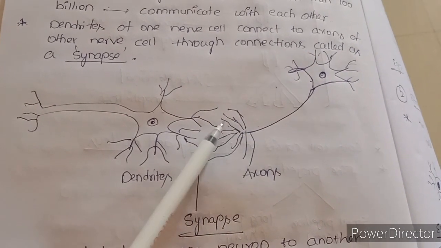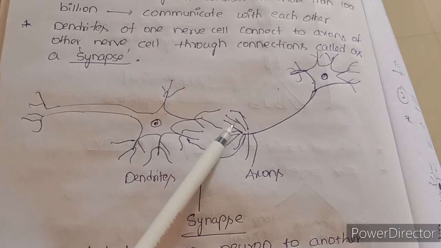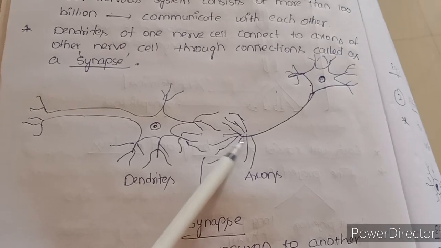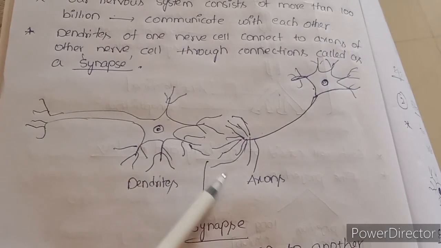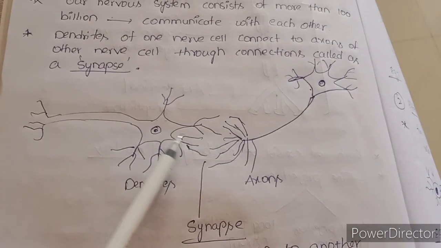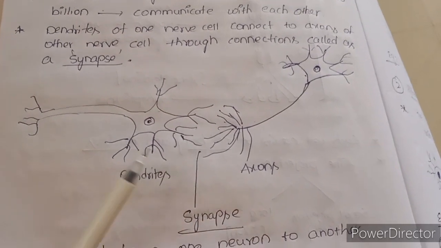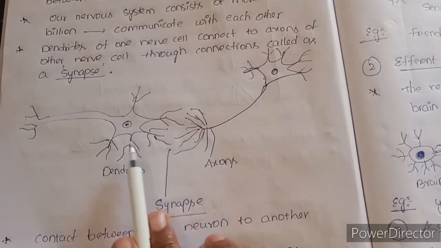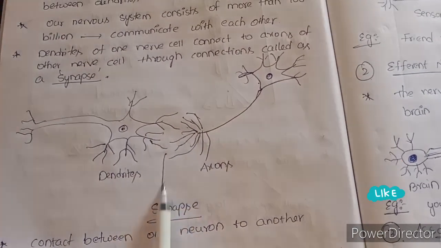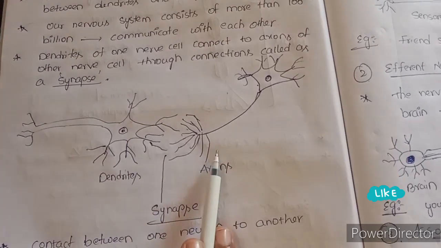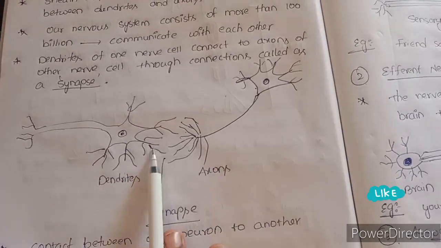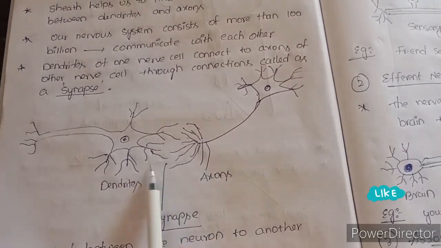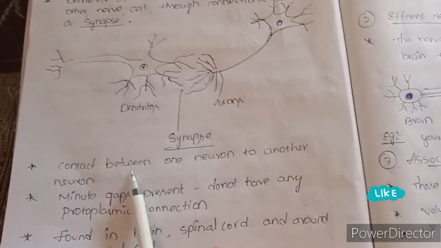These are the axon terminals, and the dendrites are connected to the axons. Some gap is present. It is called a synapse. One neuron is connected to another neuron. A synapse means some gap is present between one neuron and another neuron. The dendrite of one neuron is connected to the axon of another neuron. Some connection is present, called a synapse.